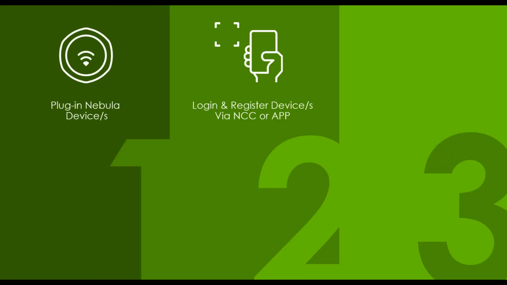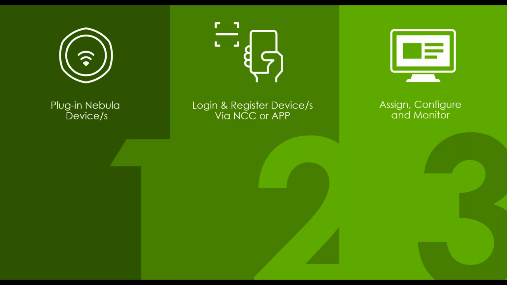So just to go through the sort of procedure that we go through with Nebula. There's sort of 3 steps to get your network up and running. These steps don't specifically have to be done in any particular order. You can set up your site before you even get the equipment. So you can log onto the platform, you can build the network, then order the equipment.